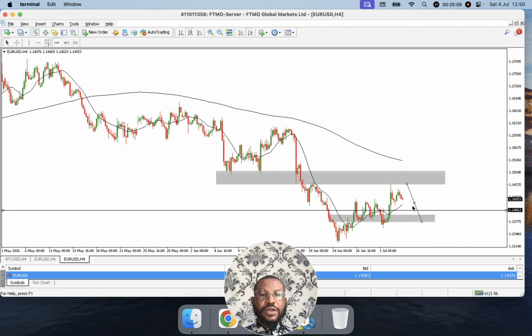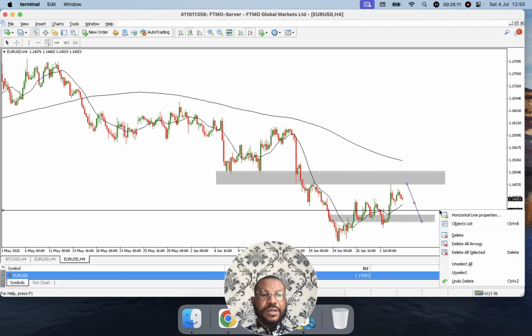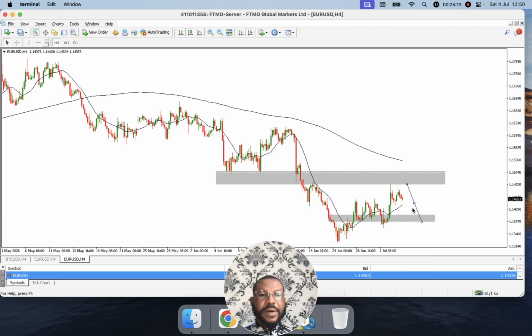So for the Euro USD, in a nutshell, I'll remove this. I'll wait for price to pull back to this support area or this demand area. The sellers get weak and the buyers come in, I'll join the buyers. But we'll be looking at this support area first.